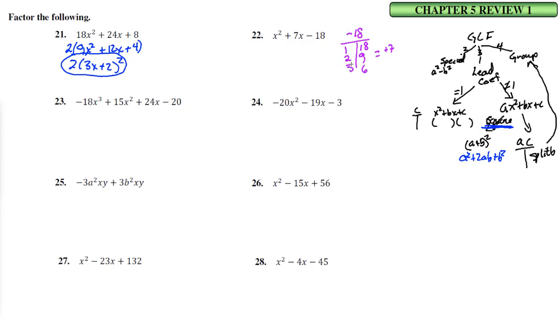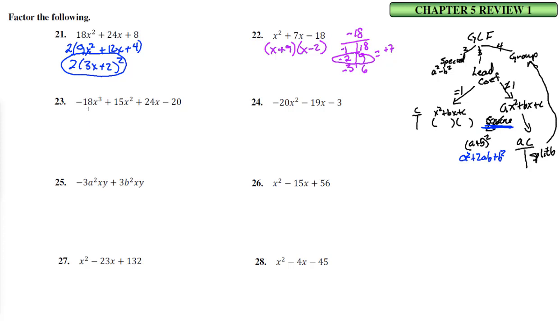Now one of these has to be negative. So if we put negatives over here, we'll notice this one adds to positive 17. That one adds to positive 7. There's our magic pair right there. And that one adds to positive 3. So we just put it into parentheses. I like this one: x plus 9 and x minus 2. There we go. Number 23.